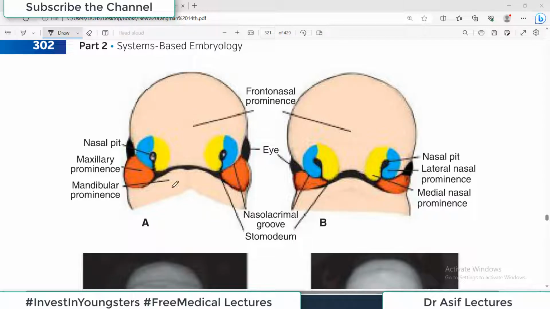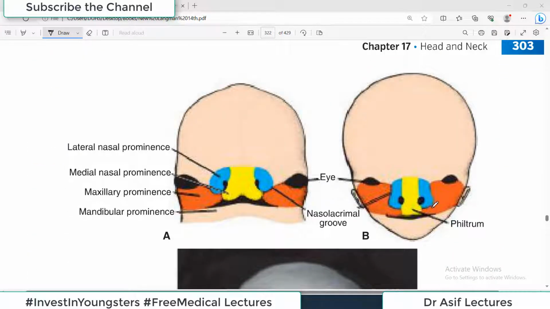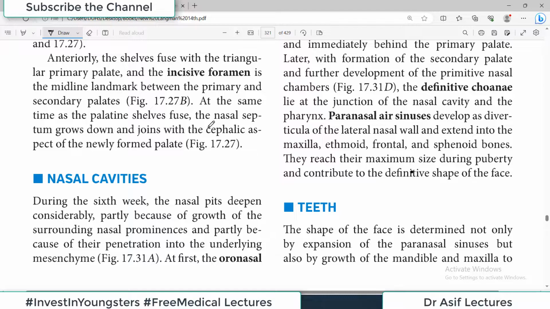ठीक है, फिर फर्दर जा रहे इन एरियाज में जब ग्रोथ होगी, then we acquire a proper human looking face, something like this. So now you see, imagine this diagram: frontonasal prominence, mandibular prominence, maxillary prominence, nose in the making, and with further growth of these structures you are getting a human like face. Okay, so that's what happens.